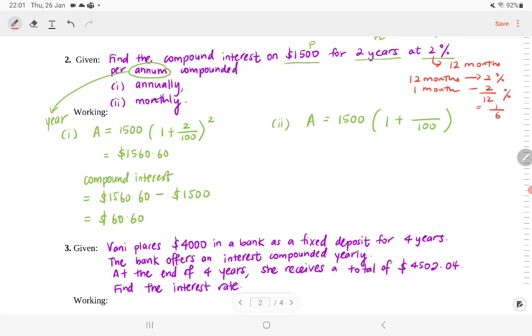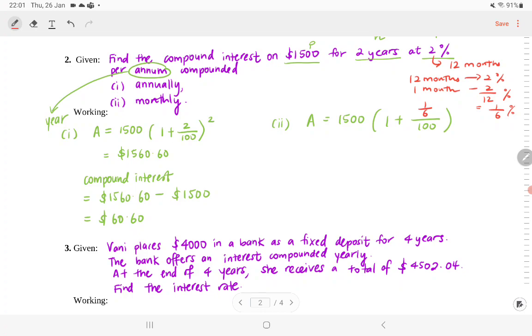Because I cannot give you a 2% monthly, then everybody will go for monthly compound interest, right? So if the bank decides to compound monthly, they will split the 2% into 12 parts, because this 2% is per year, per annum. So if I want to look for 1 month, then I have to divide by 12. So that's how I get 1/6%. Then I will put my R as 1/6. Never mind, fraction over fraction is okay.